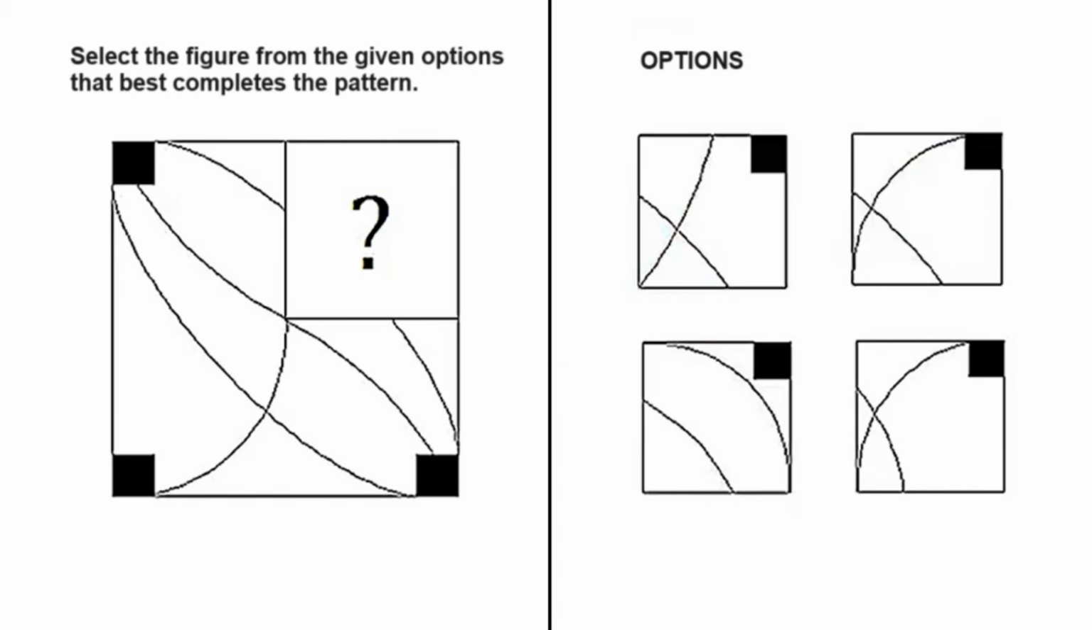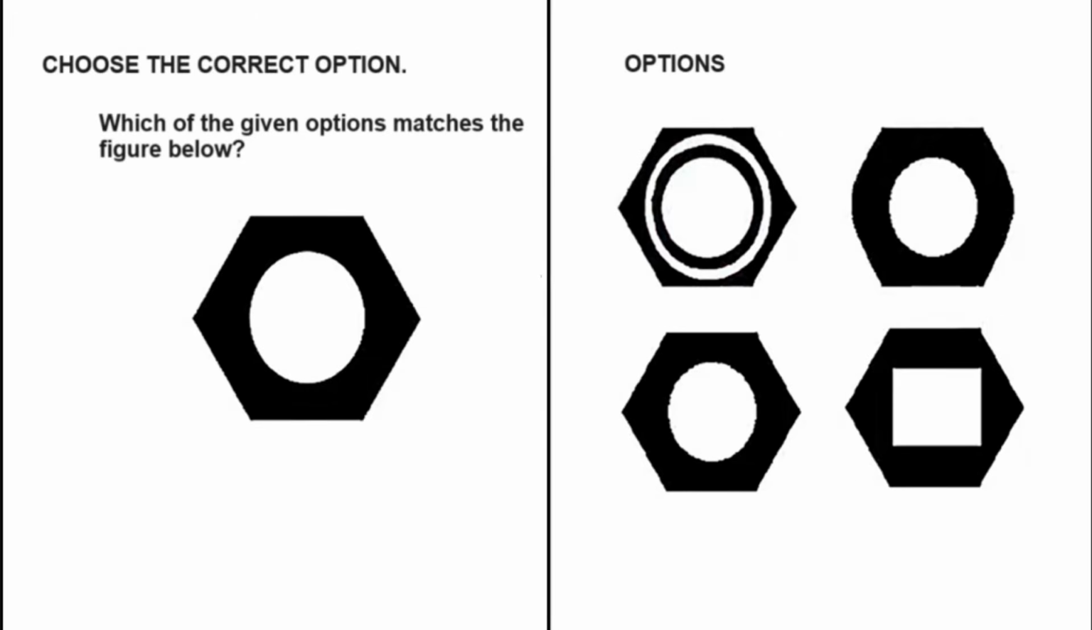Now let's quickly go ahead and look into the next image. And the question says, select the figure from the given options that best completes the pattern. ये भी simple सा ही है. The answer is number 2. Let's move on to our next question. Choose the correct option. Which of the given options matches the figure below? From this one, the answer is number 3.